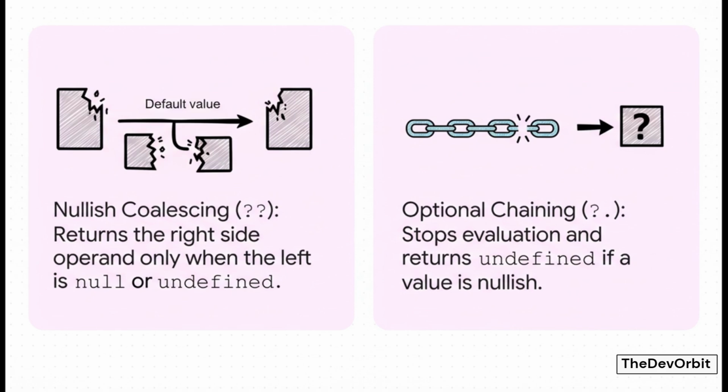Then there's optional chaining, the question mark with the dot. This thing is amazing. It lets you safely try to access a property deep inside a nested object. If any part of the chain doesn't exist, instead of crashing your whole program, it just gracefully stops and gives you back undefined. No more cannot read property of undefined errors.